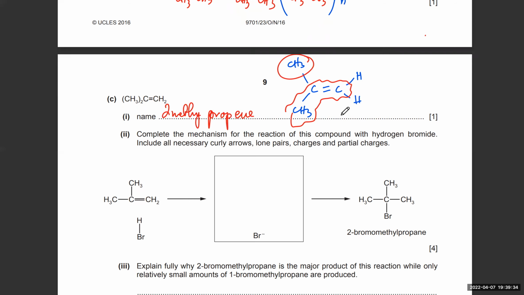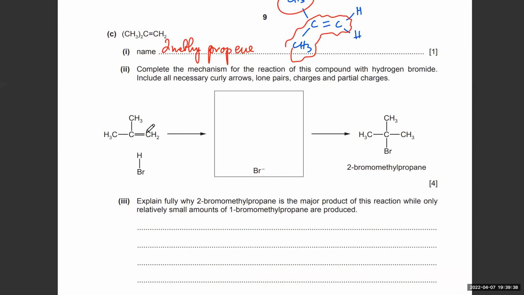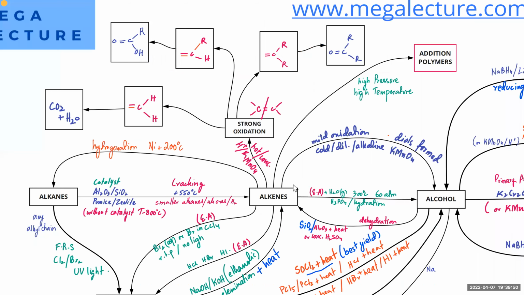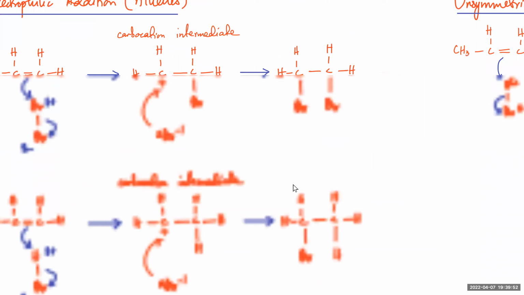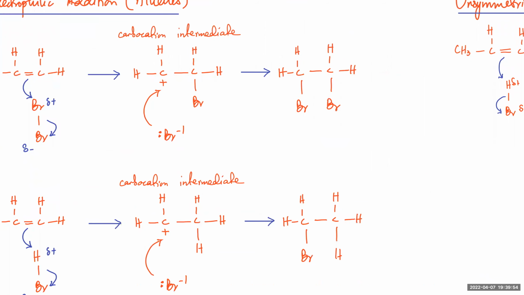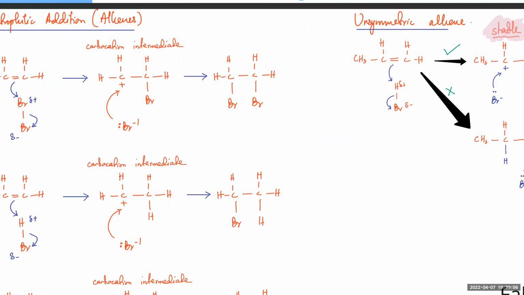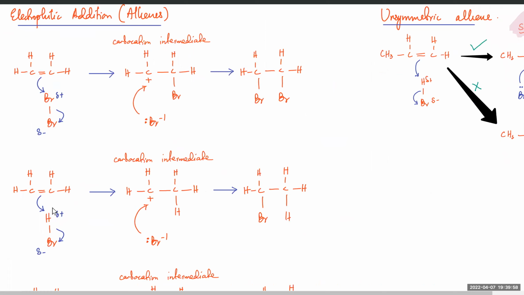Propene. And he's asking for the reaction of this alkene with HBr. So this is just an electrophilic addition reaction mechanism that you have to draw, and you have to draw every single curly arrow and partial positive. So over here, electrophilic addition. Remember, all alkenes undergo electrophilic addition reaction. So this is the mechanism that they're looking for.